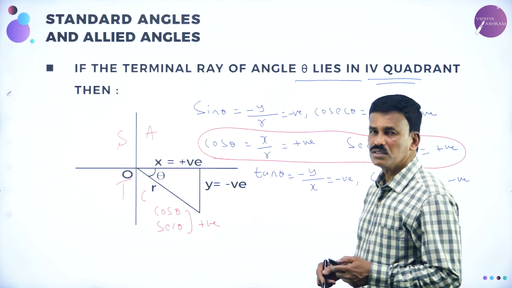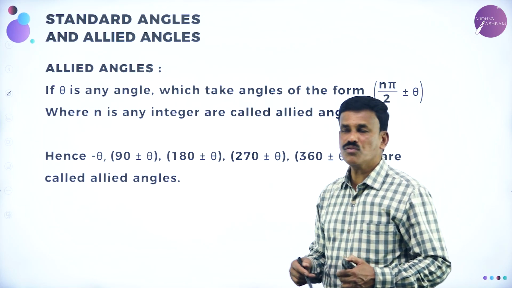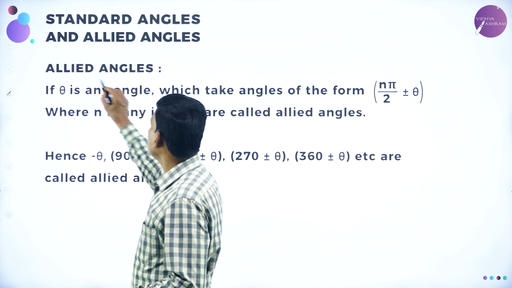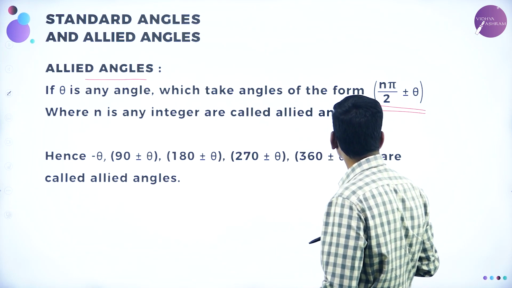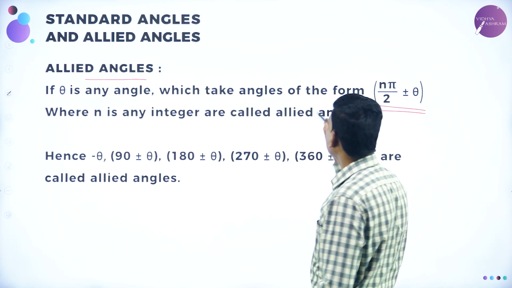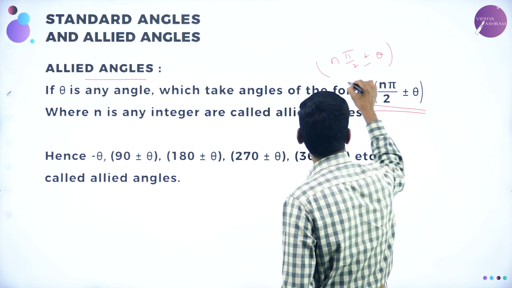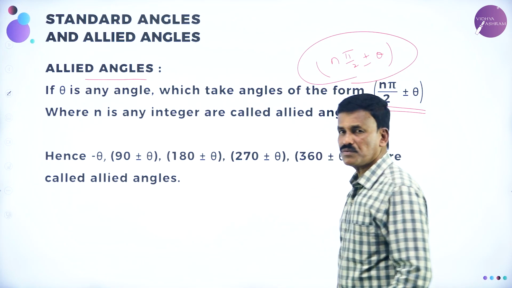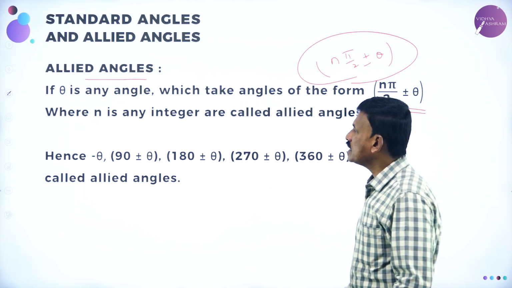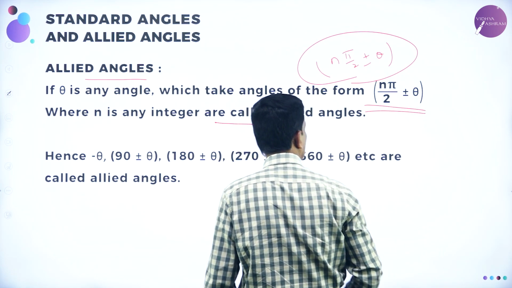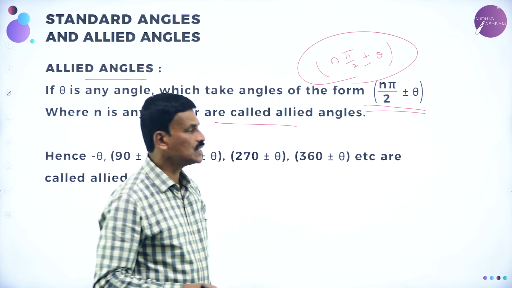Very important concept. Now, by knowing this, let us come to the exact allied angles. Now, what are allied angles? If theta is an angle, angles of the form n into pi by 2 plus or minus theta are called allied angles, where n is any integer. Here n is equal to 0, 1, 2, 3, 4, any integer.